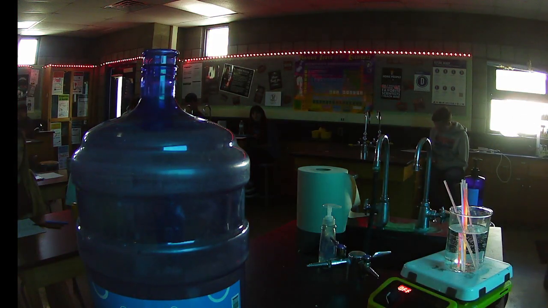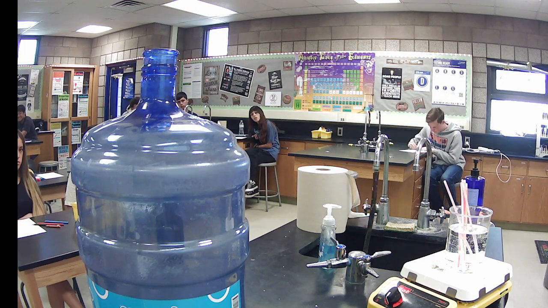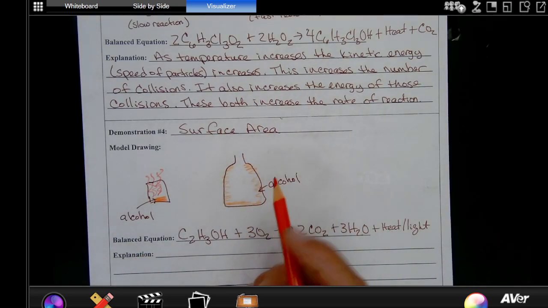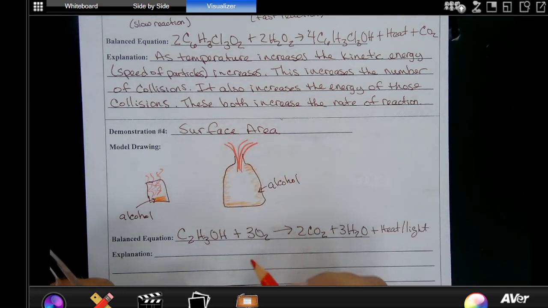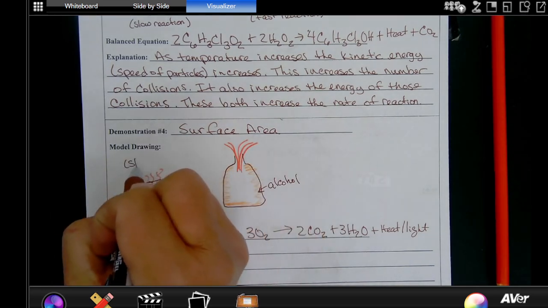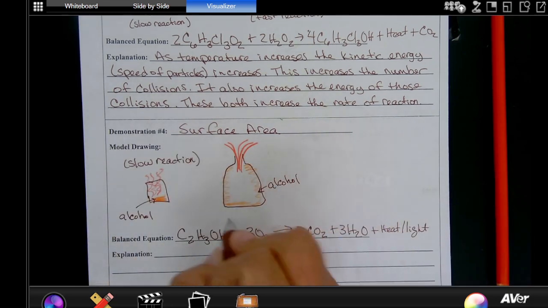What was that, faster or slower? Faster. So when I spread it out, that rate of reaction happened faster. So let's draw that into our paper, okay? And you guys heard the sound, right? That's why they call it the whoosh bottle, because it makes that sound. And we're going to label this as slow reaction, fast reaction.